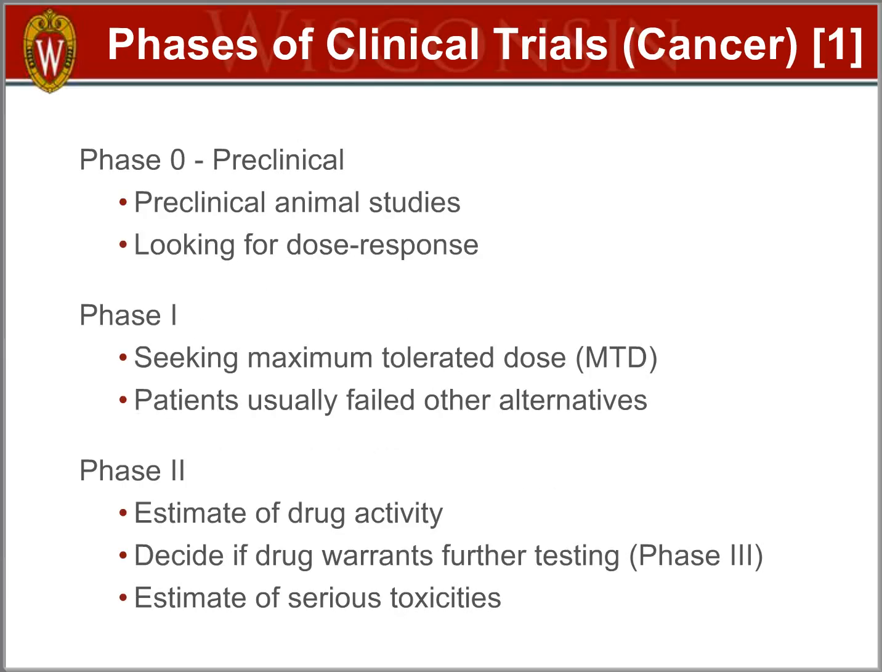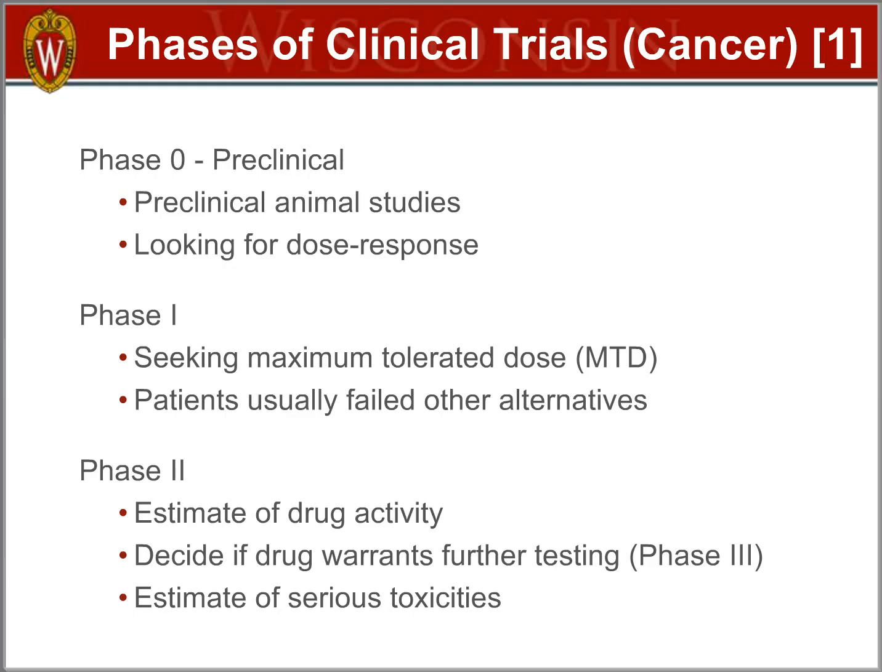In the preclinical trial, we often wind up in the laboratory with either an animal model or some laboratory model. We're looking for dose-response relationships. In phase 1 trials, we're sometimes seeking the maximum tolerated dose of the drug that we can give. Sometimes this population is patients who have failed all other therapies. In other cases, it may be a healthy population. But in either case, we're trying to assess a dose-response relationship and how much of the drug or device you can give.